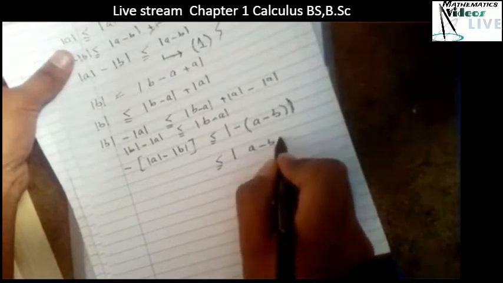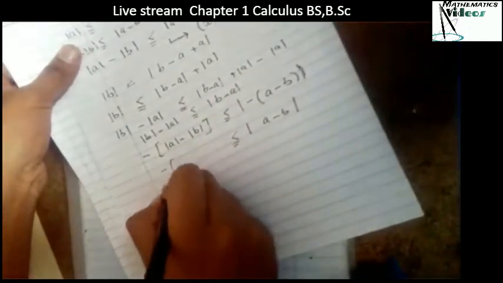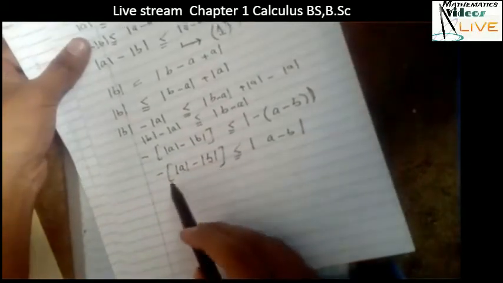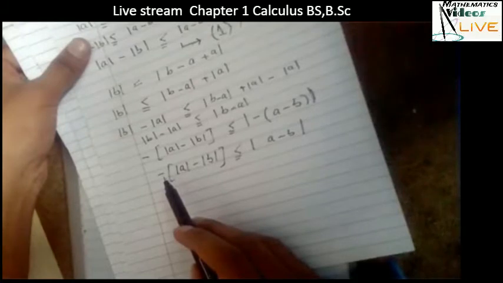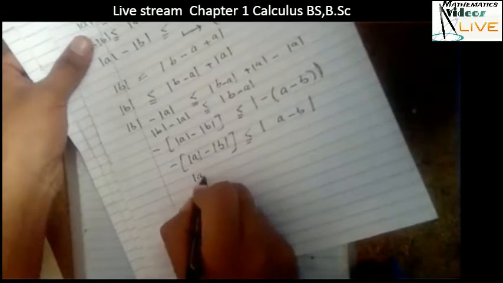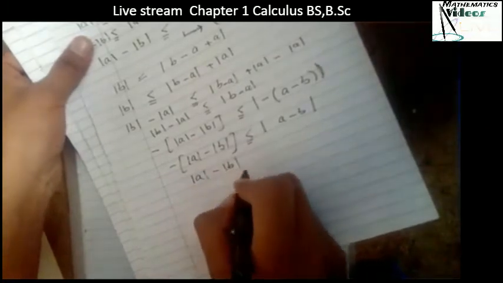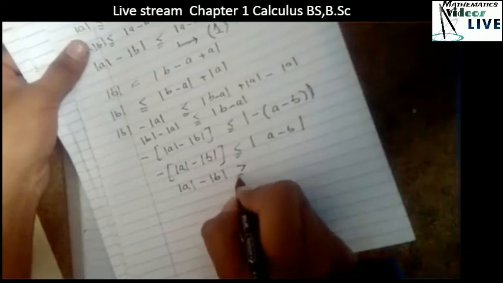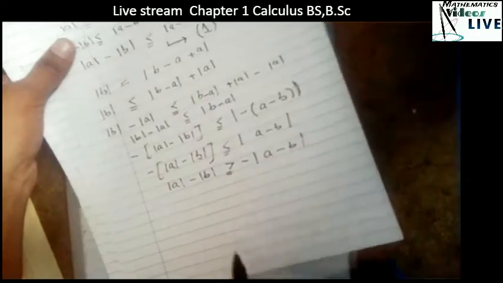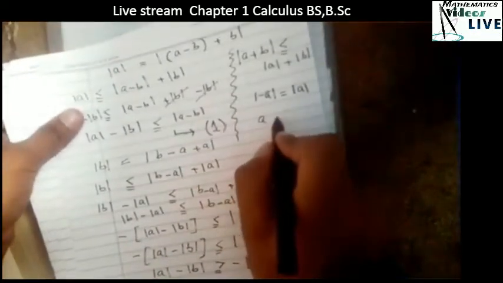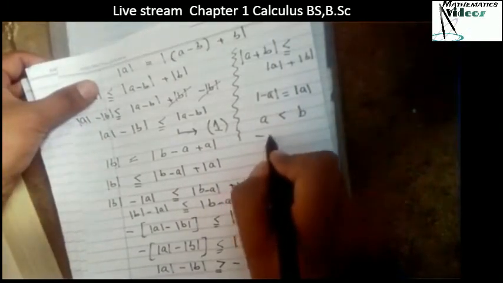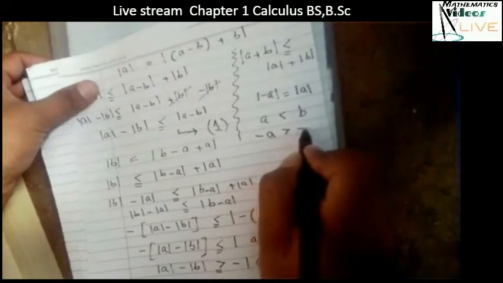We get mod of A minus B, mod of A minus mod of B. Next, you have to remove this minus sign from here, therefore you will have to multiply by minus 1 on both sides, and by doing so you get A minus B is greater than or equal to negative of A minus B. Note that when an inequality, for example A is less than B, is multiplied by a negative number, for example minus 1, the inequality sign simply reverses.